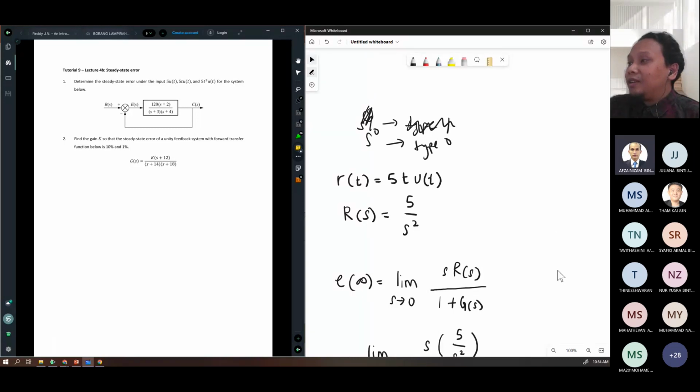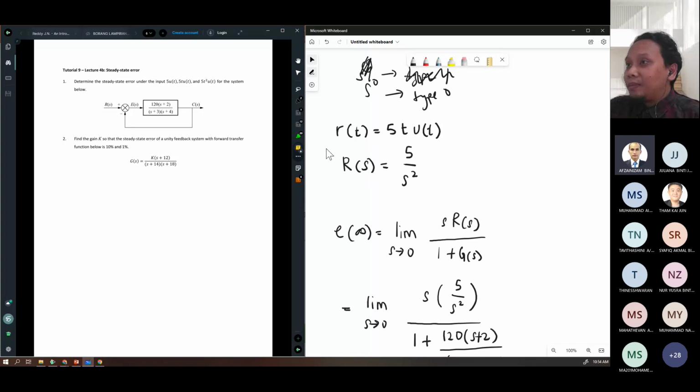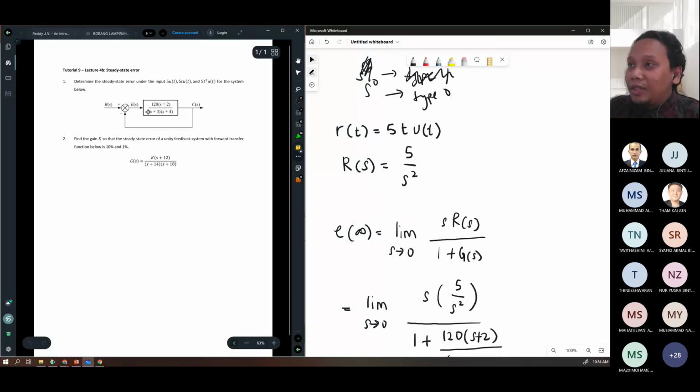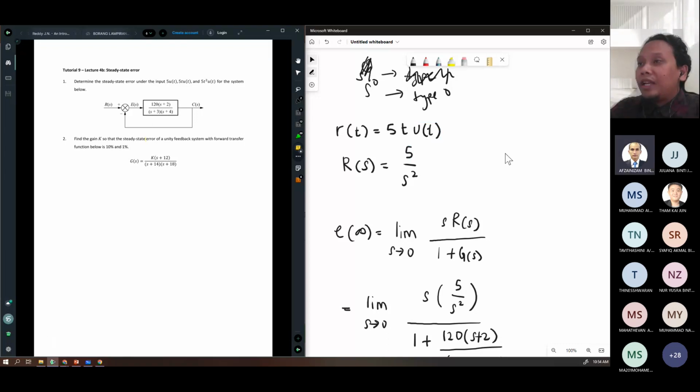So how do we know whether it's type 0 or type 1? Here, S to the power of 0. If you look at the transfer function G(s) here, the front part, it's type 0. So the formula was wrong. Okay, right. Yes. And for type 0, okay, so that long explanation was for type 0.